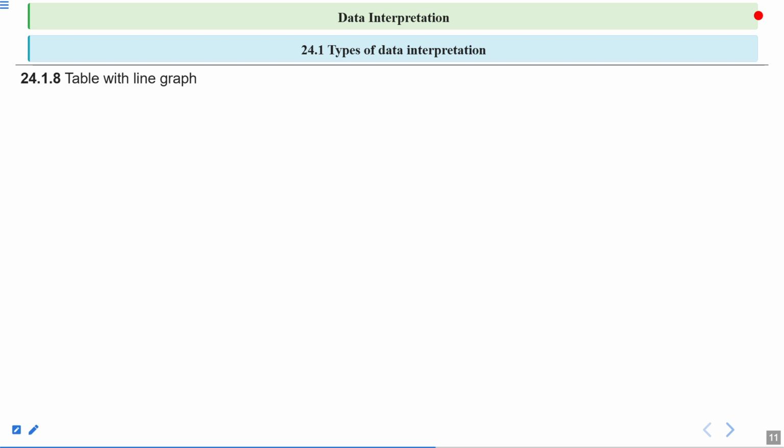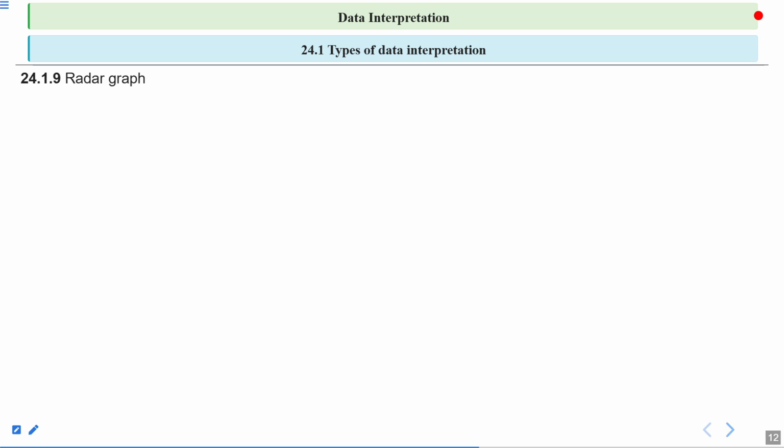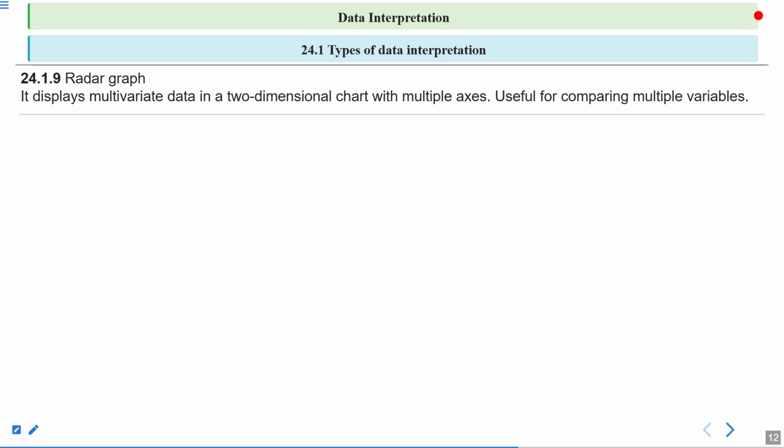Next one is table with line graph. So display data in a table and a line graph. The table shows exact value and the line graph illustrates the trends of the changes over time. Next one, radar graph. So it displays multivariate data in a two-dimensional chart with multiple axes, useful for comparing multiple variables.